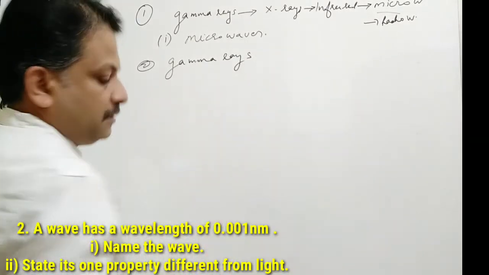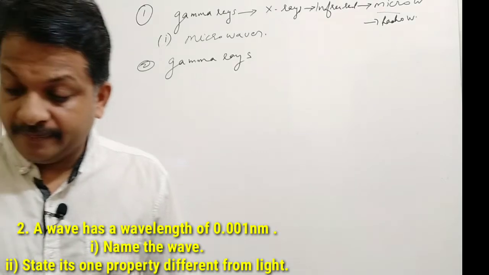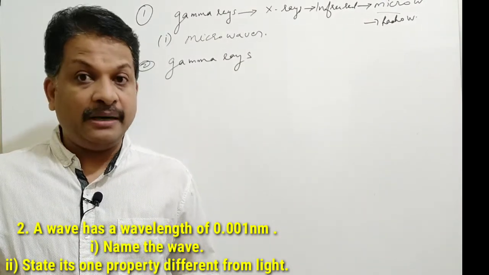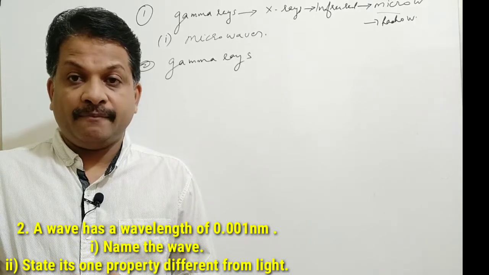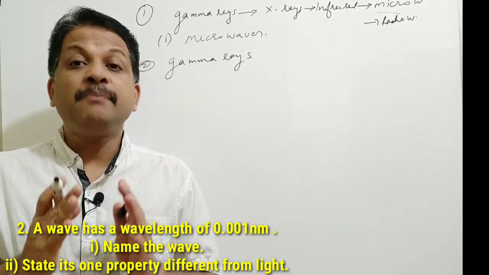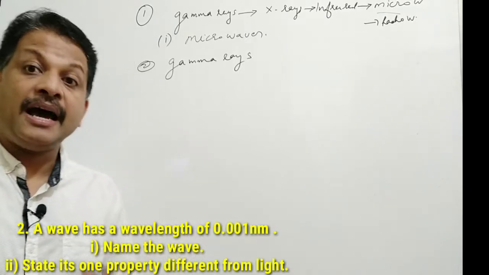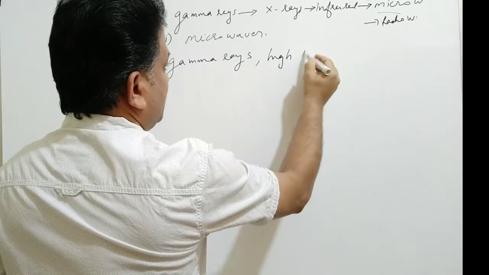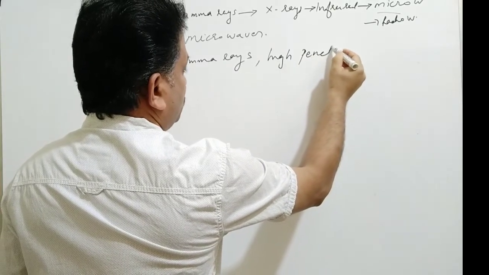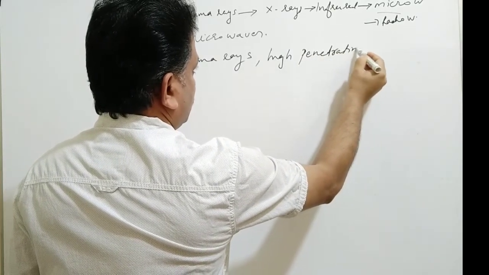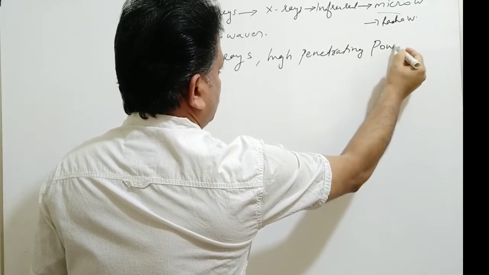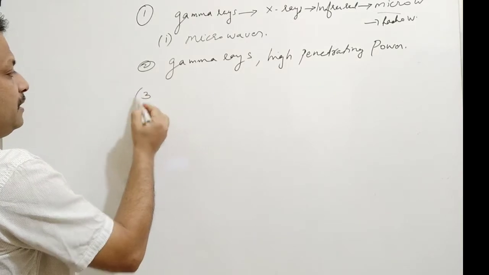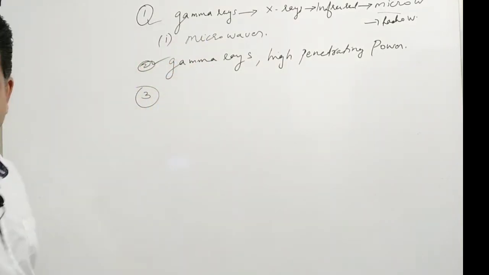So what is another property different from light? Gamma rays travel with the same speed as light, but they have one property which makes them very peculiar, that is high penetrating power. So gamma rays have high penetrating power. I can write high penetrating power. This is one of the important properties of gamma rays. Okay, clear? So moving on to question number 3.